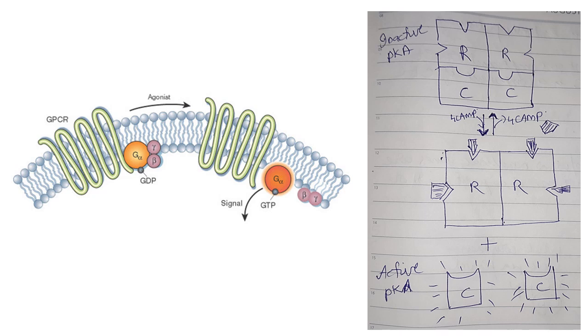Then next one. Next one is GPCR. So in GPCR, in the inactive state, G protein coupled receptor, that is GPCR, it is bound to G alpha, gamma and beta subunits. G alpha is bound to GDP. But when it binds to a ligand, the G alpha subunit gets detached from the beta gamma subunit. GDP gets hydrolyzed to GTP.